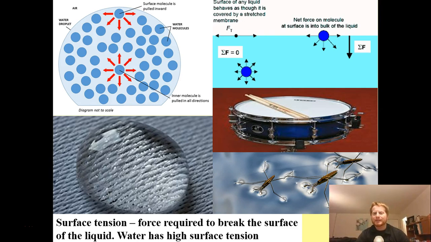I also wanted to just show an example of what this looks like in space. Without gravity pulling water down, it's very interesting to watch how the water holds itself together because of surface tension.